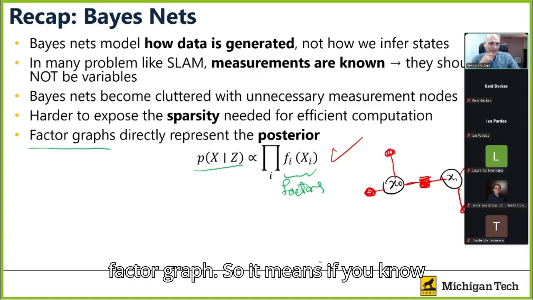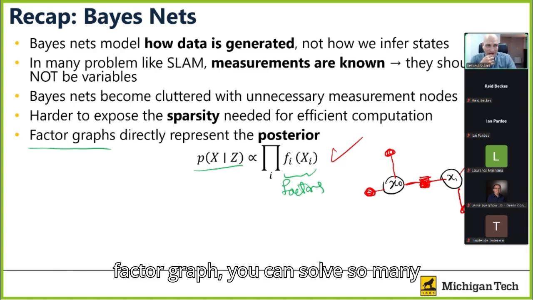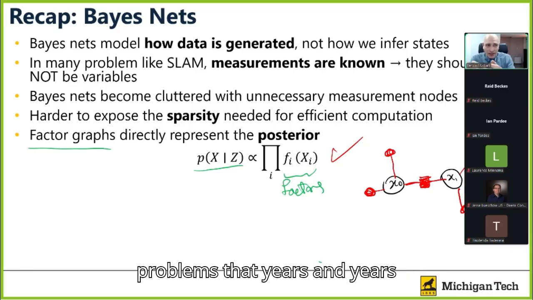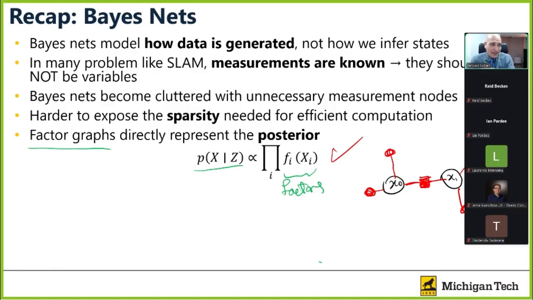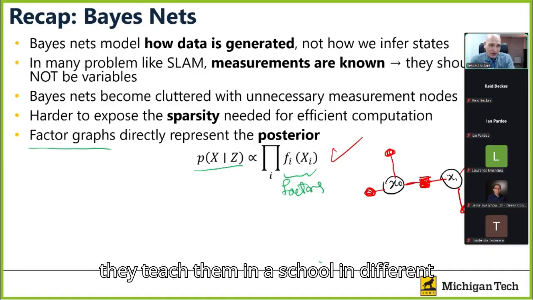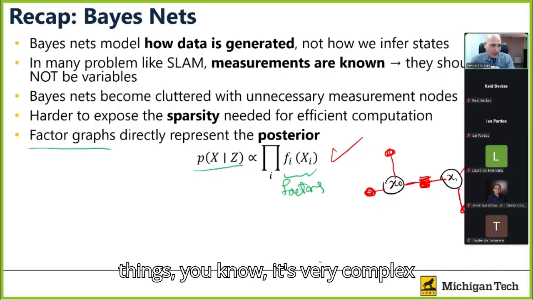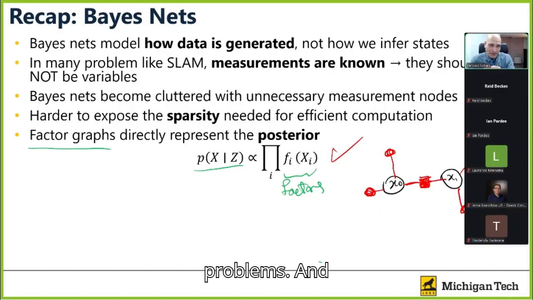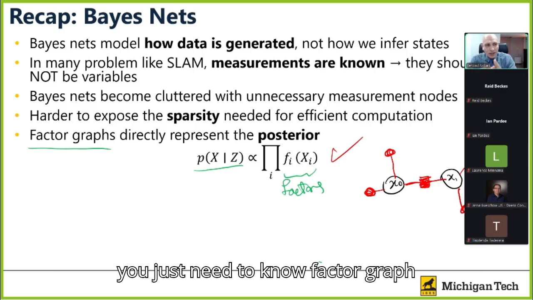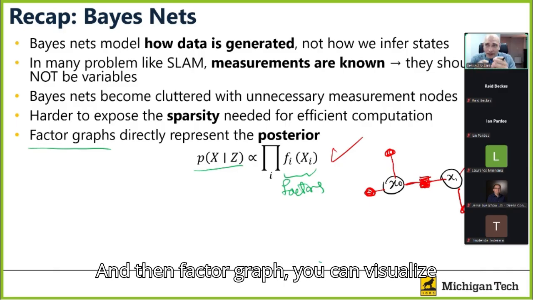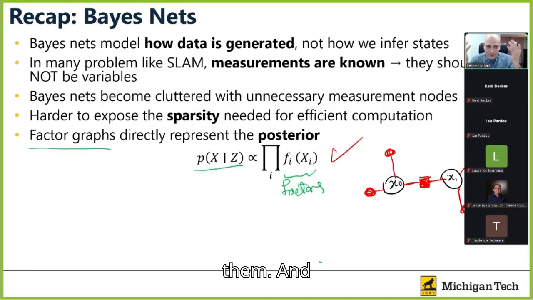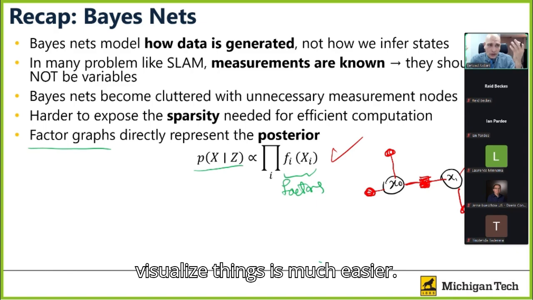Can you believe it? Gaussian process is going inside the factor graph. So it means if you know factor graph, you can solve so many problems that for years and years people were thinking about, and they still teach them in school in different ways. They are very complex problems, and you just need to know factor graph. And when you know factor graph, you can visualize them. And visualizing things is much easier.